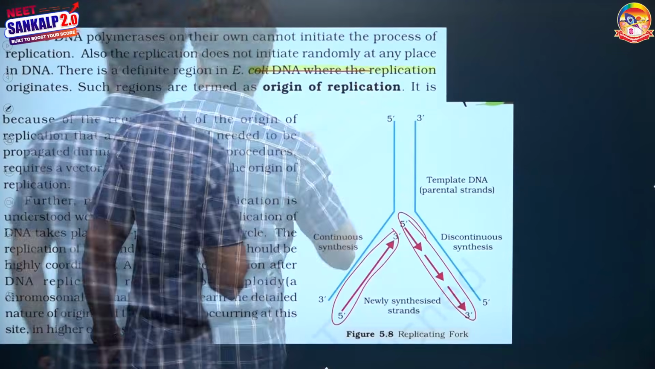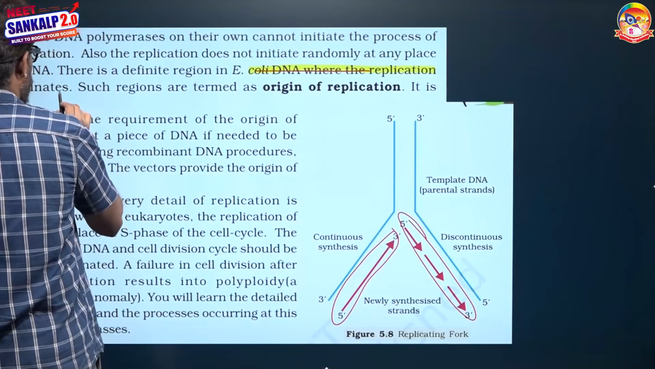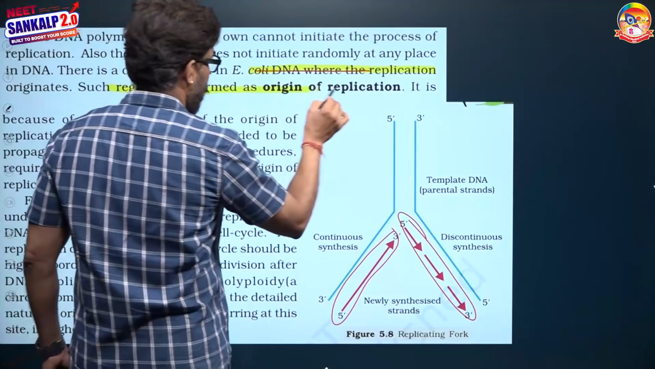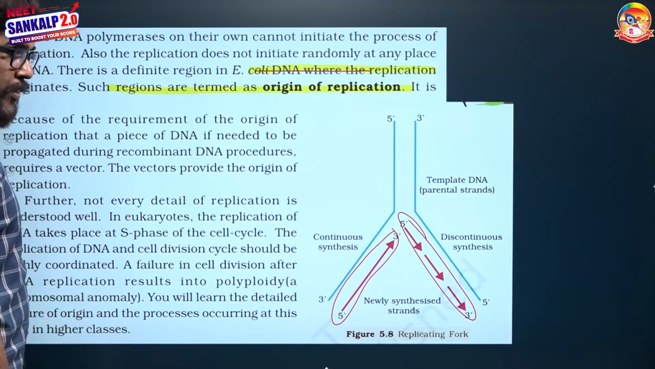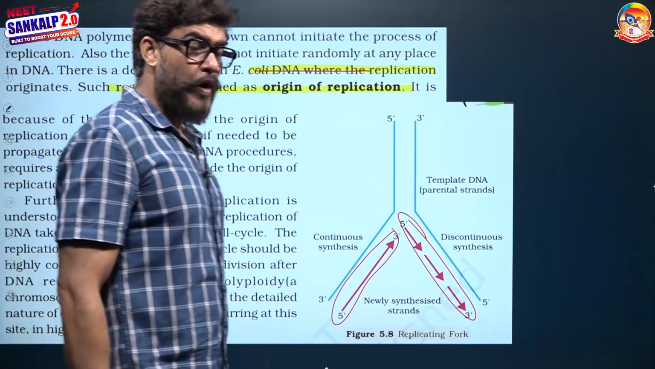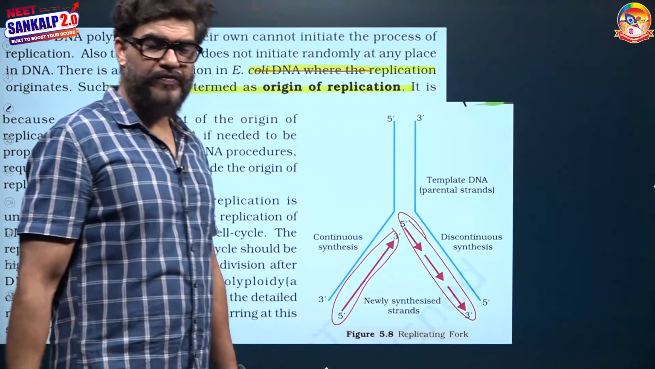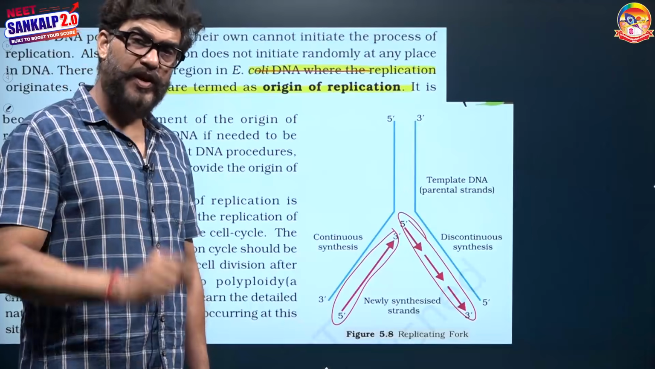In E. coli, DNA replication starts at a particular region, and that region is known as the origin of replication initiation, in short ORI. It means any DNA which is going to take part in replication must always carry an origin of replication initiation.